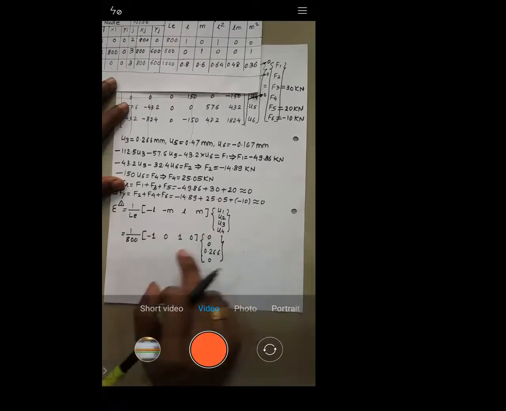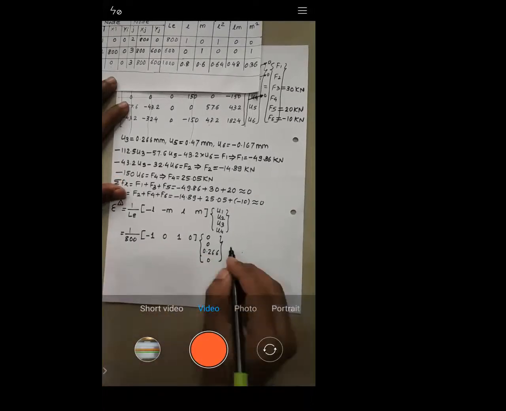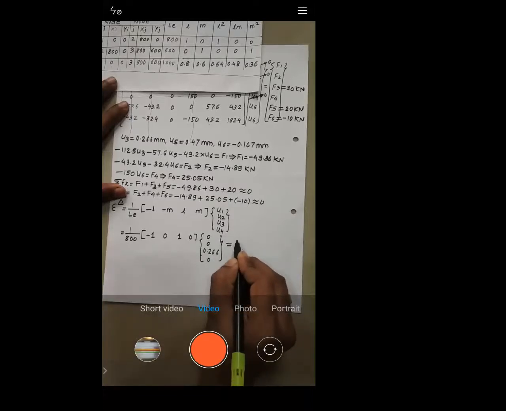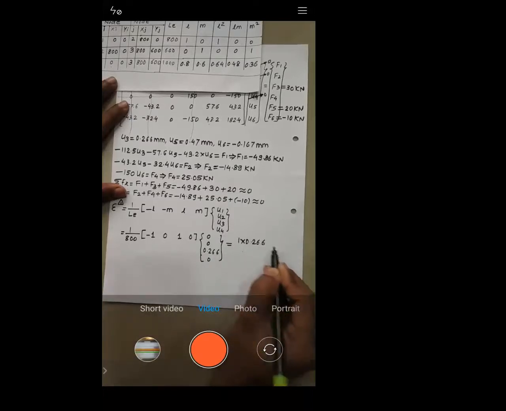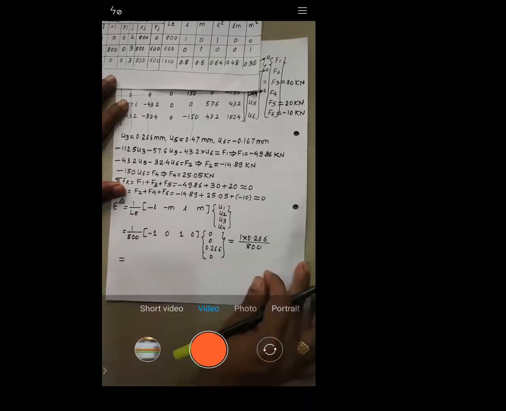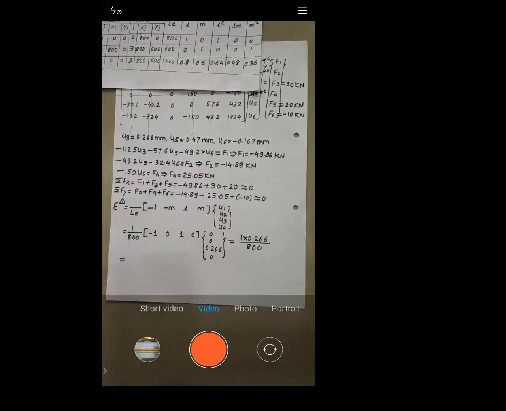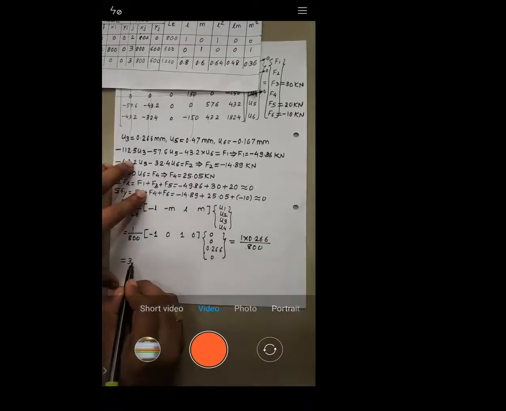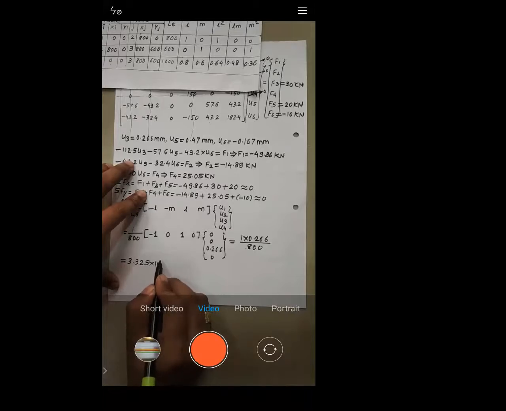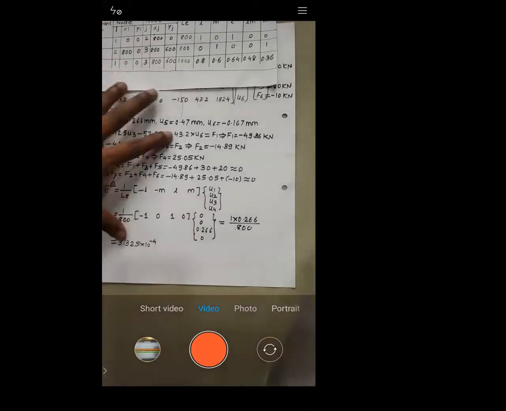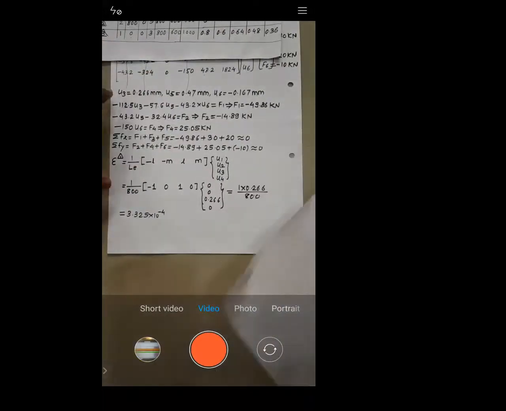Minus 1 into 0 is 0. 0 into 0 is 0. 1 into 0.266. So I'll write down here: it is equal to 1 into 0.266 upon 800. Tell me what answer you're getting. 3.325 into 10 raised to minus 4, right? Is it okay to all? Yes, sir. For element number 1 you are done.